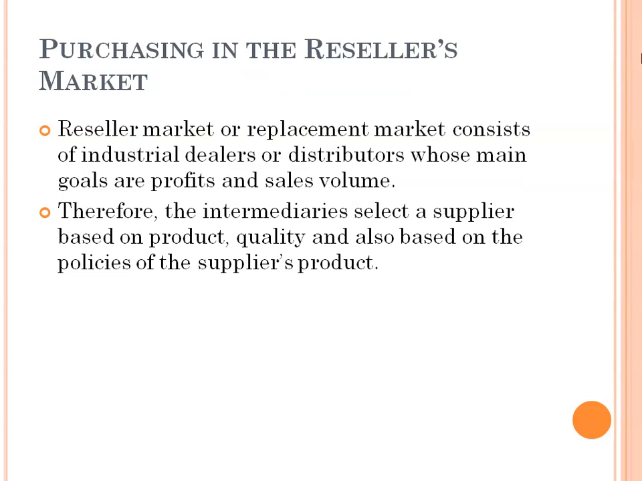Now we will see purchasing in the resellers market. The reseller market or replacement market consists of industrial dealers or distributors whose main goals are profit and sales volume. Therefore, the intermediaries select a supplier based on the product, quality, and also the policies of the supplier. An industrial dealer or distributor could deal either exclusively with the supplier's or manufacturer's product or may deal with many competing firms of a product.